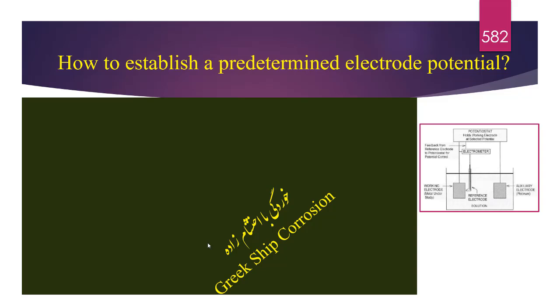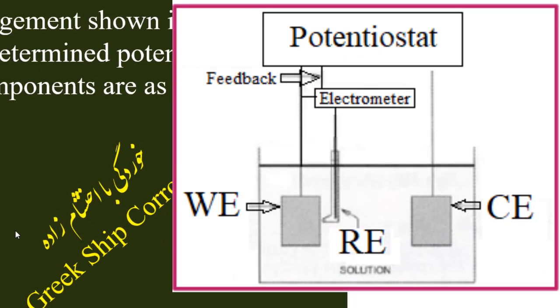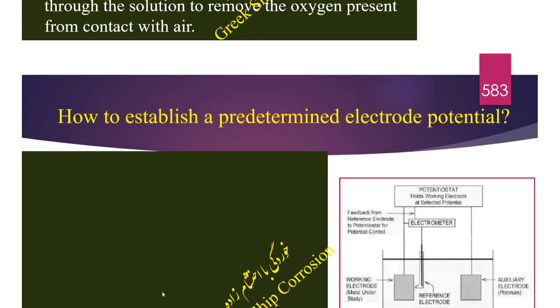How to establish a predetermined electrode potential. The experimental arrangement shown in this figure is used to establish a predetermined potential in which the functions of the components are as the following. A. The aqueous solution of controlled pH. This solution may contain dissolved oxygen, or the container may be closed and an inert gas such as nitrogen gas or helium gas bubbled through the solution to remove the oxygen present from contact with air.